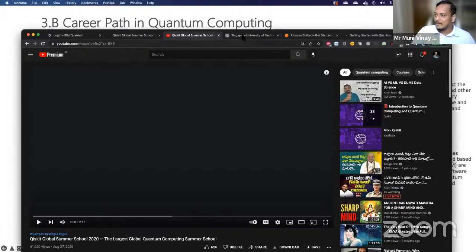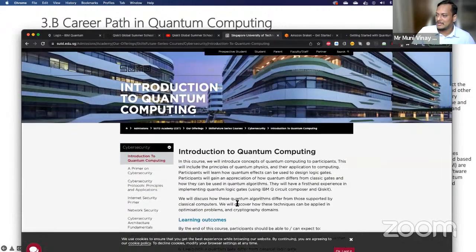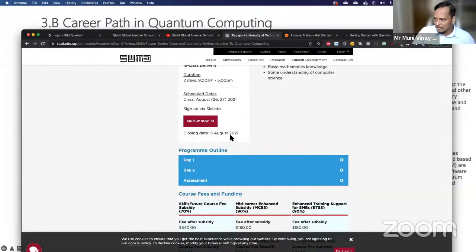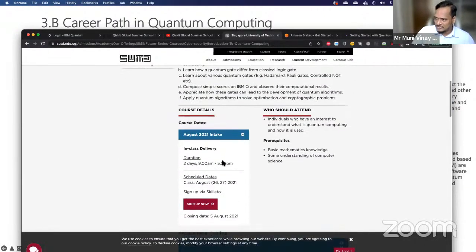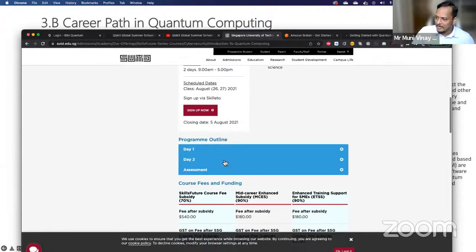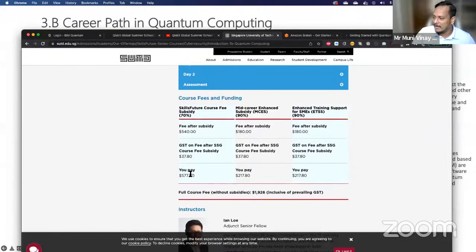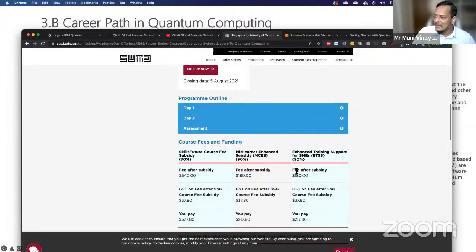And then in Singapore, there is a university called SUTD, Singapore University of Technology and Design. There are online courses as well, 2-day courses, 3-day courses on quantum computing, and they will help you get familiarized with some of the concepts of quantum computing. And if you're a PR or a citizen, you can even get subsidies on the course. Correct? I think you should seriously look into it.